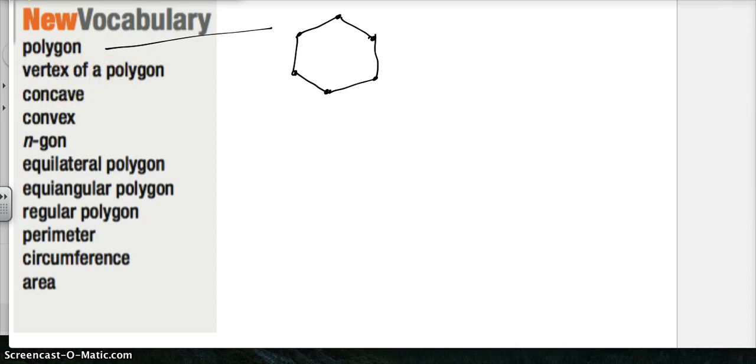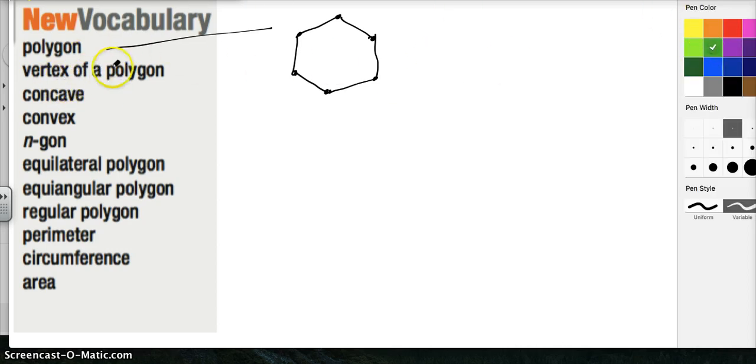Sometimes we refer to different parts of the polygon, and one part we need to keep in mind is the vertex of the polygon. The vertex of the polygon would be the corner points, the elbow points, the points where two segments join together. The plural of vertex would be vertices, those corner points, those elbow joints of the polygon. So sometimes we talk about different types of polygons.